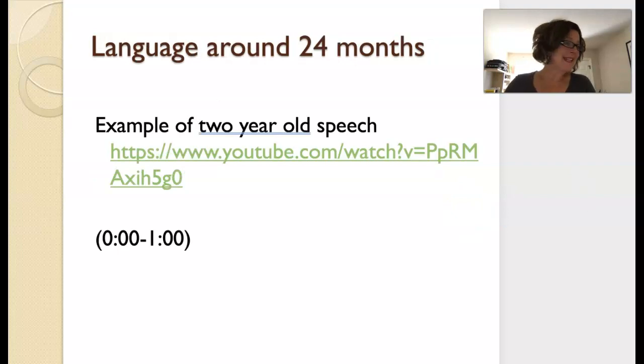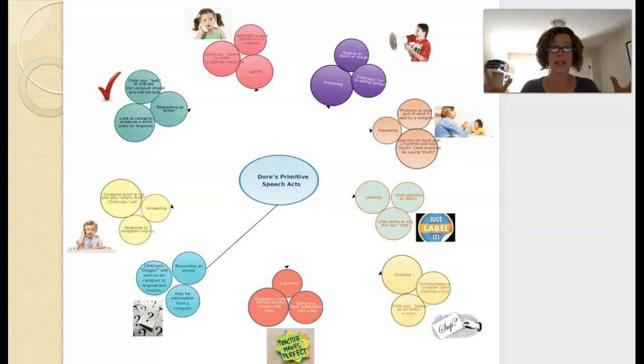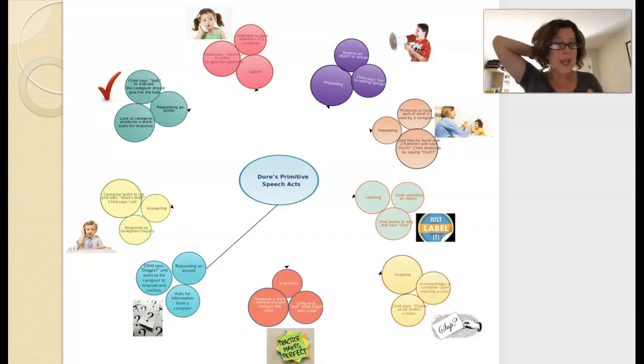Okay, and now I have lots of videos because I think it makes the most sense to actually see kids at this stage rather than just hearing all these terms. So what I want you to do is now compare this video of a 2-year-old, so just a few months older, like 7 months, 8 months, 9 months older, and look at the language development change between a 2-year-old and a 15-month-old or a 1.5-year-old.